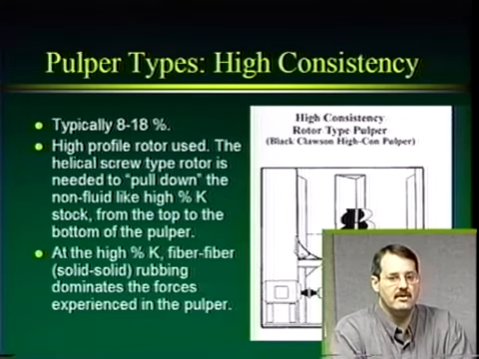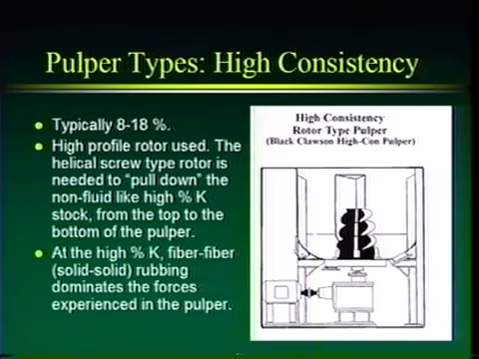Okay, now we can compare that low consistency pulper to this type of pulper, which is a high consistency pulper. The consistency here is generally 8 to 18%, and the first thing that you notice is that the rotor in the pulper is not low profile, it's a higher profile. It's a helical screw. And we need this high profile rotor because the rotor spins around and actually grabs pulp from the top and brings it down to the bottom. So we need this big rotor with a lot of moving area to take the pulp from the top and bring it down to the bottom.